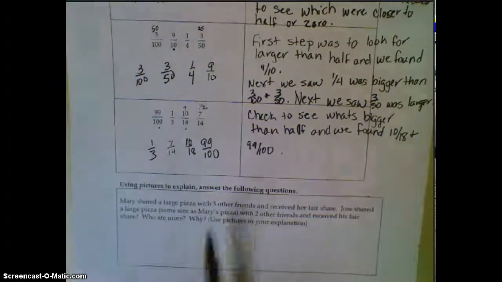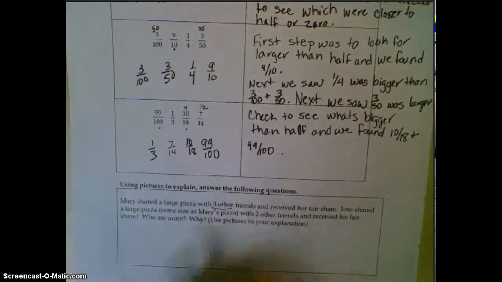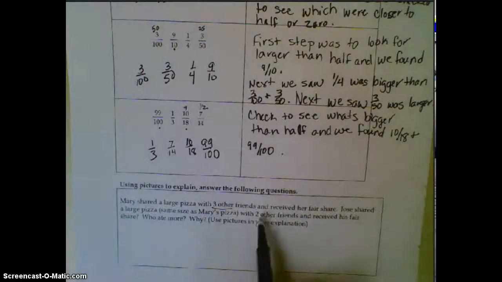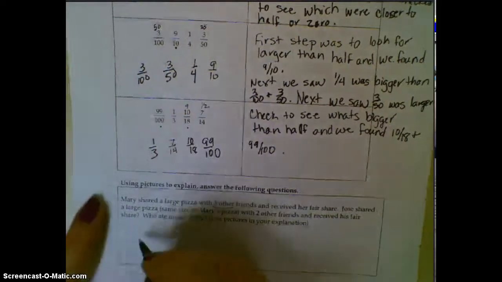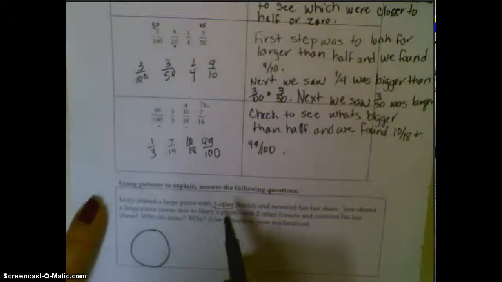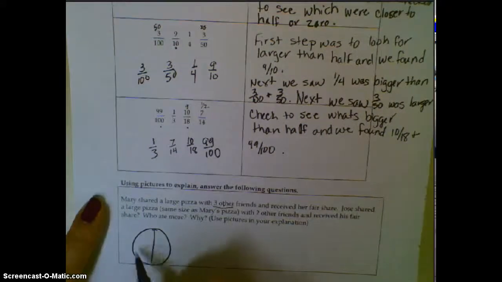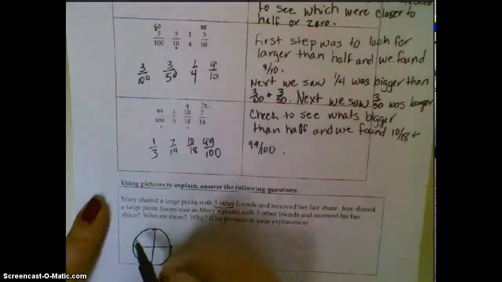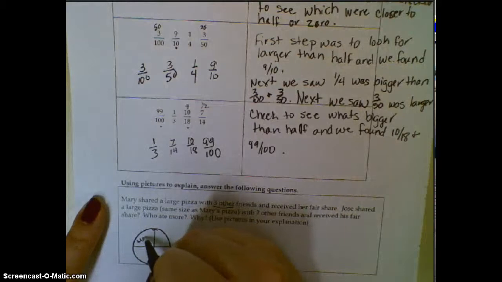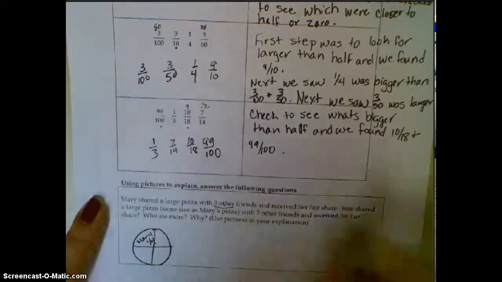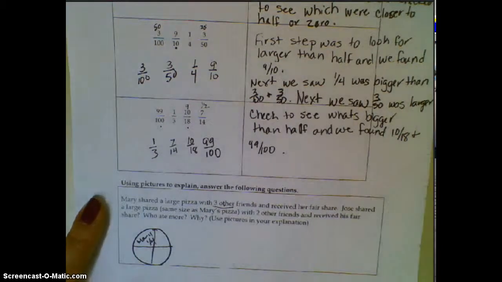Use pictures to explain the following question. Mary shared a large pizza with 3 friends, so that means 3 other friends, that's a total of 4, and received her fair share. So let's draw that pizza. And remember, it was 4 people because Mary is going to want a piece. So it looks like Mary will get 1/4. And same with her friends.